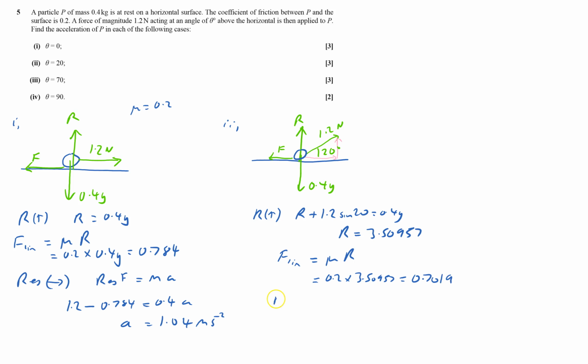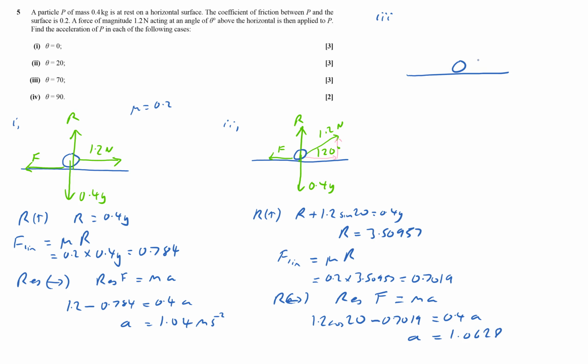And now we can resolve to the right. Resolving right ways, resultant force equals mass times acceleration. I've got this force here, which is 1.2 cos 20. So 1.2 cos 20 minus my F, 0.7019, equals the mass, which is still 0.4, times the acceleration, and that will give me that a equals 1.0628. So round to 3 significant figures as well. Part 3, same thing again. I've now got 70 degrees.